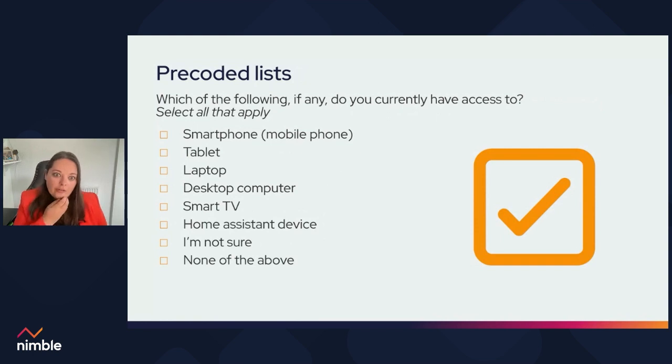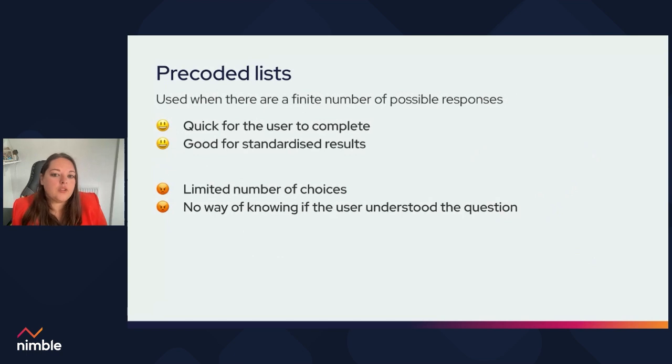So to start off, pre-coded lists. This is an example of a pre-coded list. You've got a list of things and then they can select one or multiple from that list. They are really good if there is a finite number of possible responses. And when I say finite, I mean not 50 different things. That's just too long to give them a list. But they're really good and they're quick for the user to complete. They can just select what they need to and carry on.